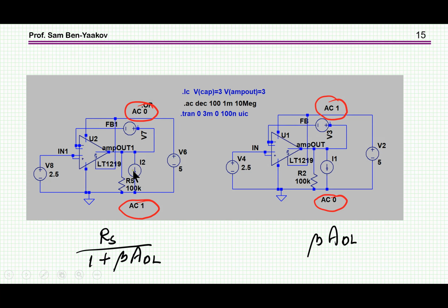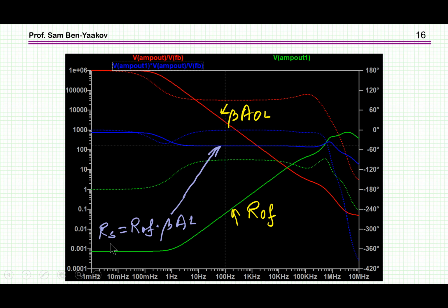Here is a 1 amp current source. This is not operating. This is like a short. And here, this doesn't work, and this operates, and this gives me beta A open loop. So if I multiply the beta A open loop that I have here by the R out F, the output impedance under feedback, I should get RS by itself. So let's see how this works.